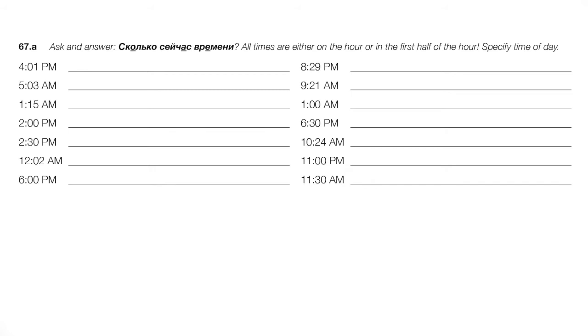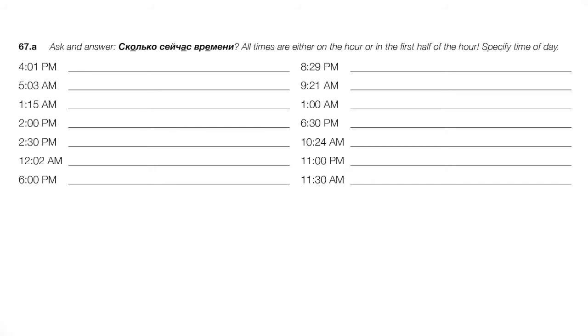Okay, 2 p.m. Here we're on the hour. This is easy, right? Два часа. And we'd say дня if we wanted to. Два часа. Okay, 2:30 p.m. That's going to be половина, right? Half. We're at the halfway mark. Половина третьего or полтретьего, in the contracted version. And again, if we had to be clear, we could say дня, of day.